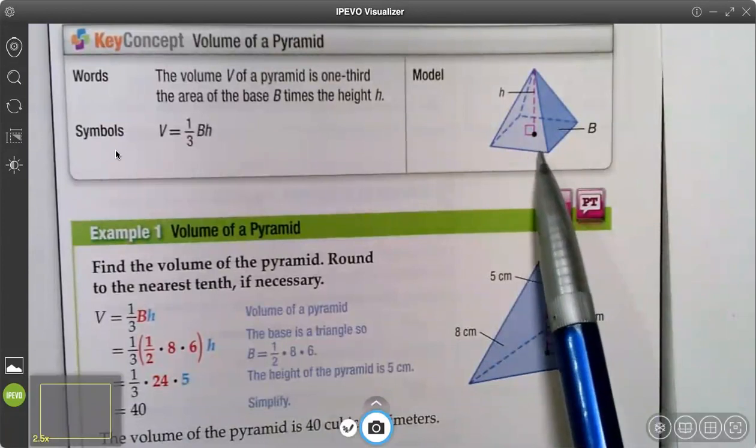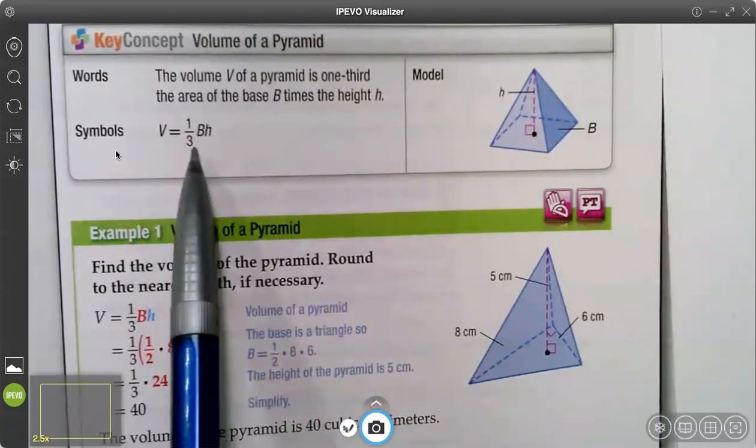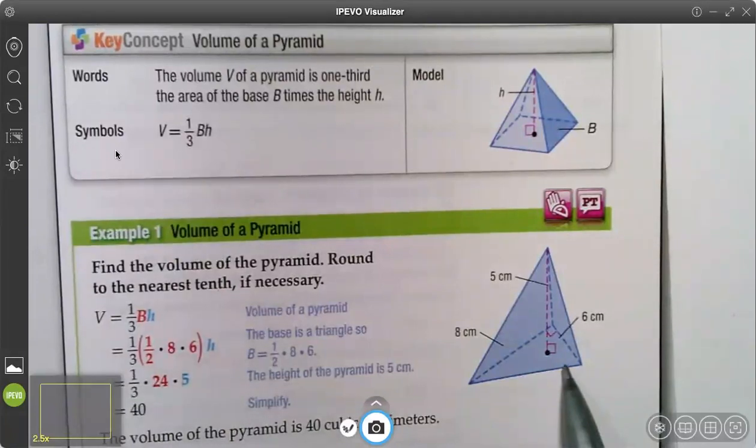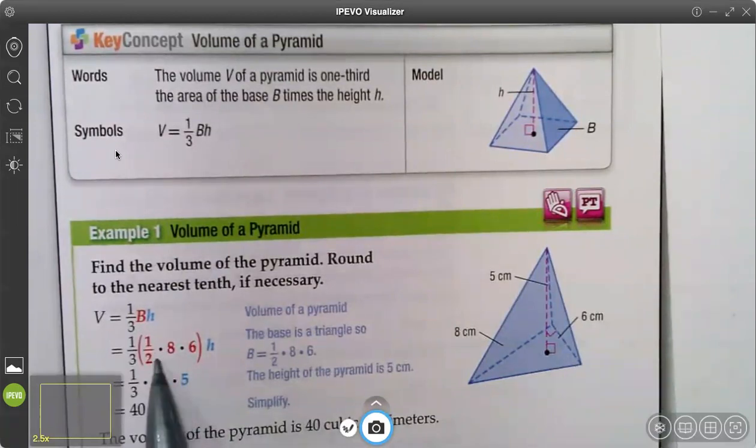Here we have a rectangular pyramid. It shows the formula: instead of big BH, it's 1/3 big BH. Here we have a triangular pyramid. It's kind of confusing to look at a 3-dimensional figure on a 2-dimensional sheet of paper. But the triangle is a 6 by 8 triangle. So when they multiply the base and height of the triangle to find the area, to find big B, it's half the base times the height. They use 6 and 8.